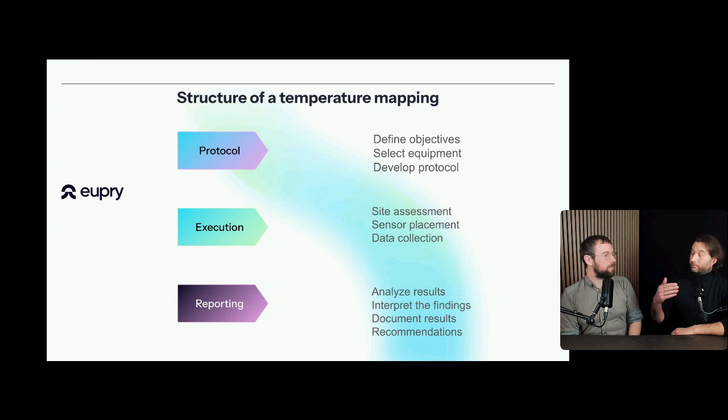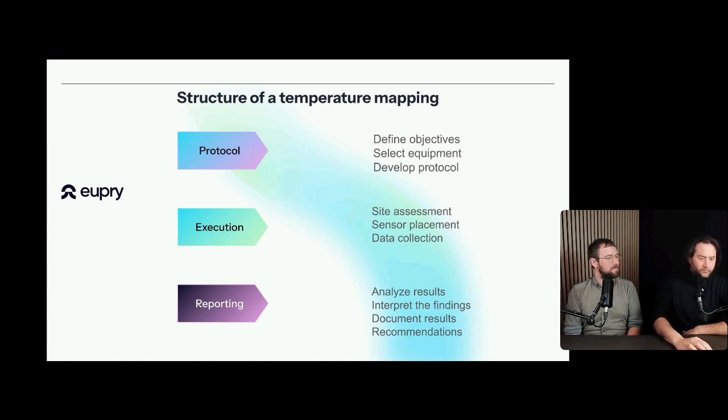Yeah. So if we have to sum up, basically the protocol is a detailed plan where we cover every step of the mapping process, from the objective to the equipment to how the exercise will be performed. Step by step, that is, it must be written as clearly as possible and be easy to execute. Then we do have the execution part, right? And here we have three main components that go into the execution. One is the site assessment. Then we have the sensor placement and the data collection.